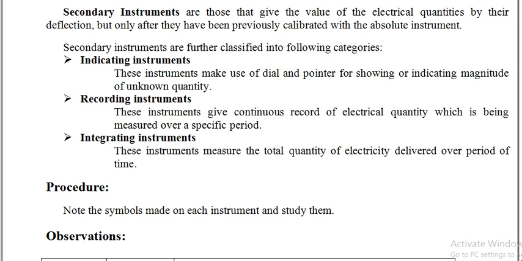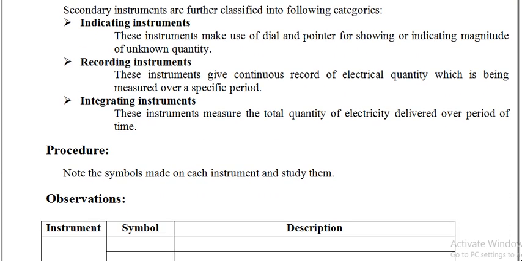Then some of the instruments are indicating instruments. These instruments show the magnitude of any quantity. Then the instrument may be a recording instrument. If the instrument is storing data, then these are called recording instruments. Then integrating instruments: if the quantity is being integrated with the passage of time, with the passage of time the quantity is adding up, these types of instruments are called integrating instruments.